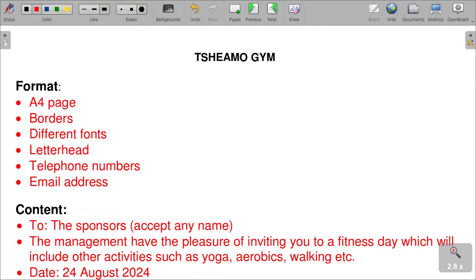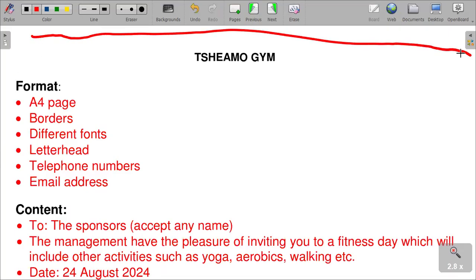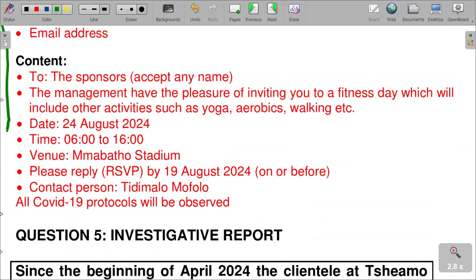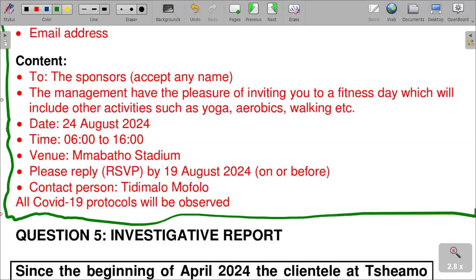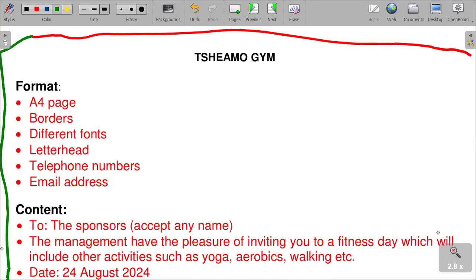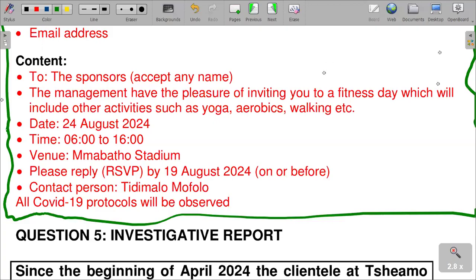So we also have our border there. We put our borders here. Sometimes you might even make it like this, just to make it look like you are designing something, just to make it look different. I'm just putting the borders there. That is how I'm putting my border there.